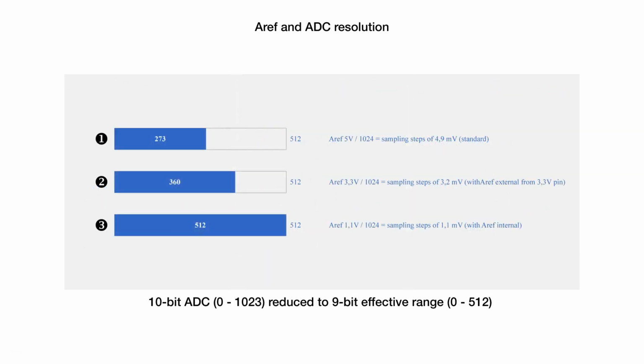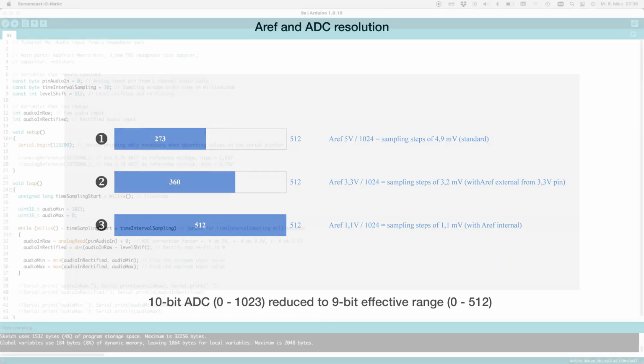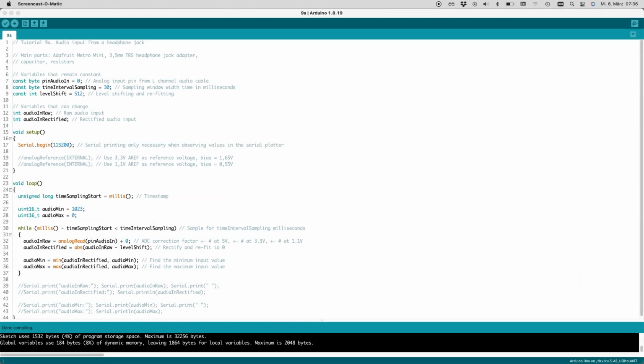While option 1 works, and option 2 is an improvement, it's obvious that option 3 delivers the best resolution, because the audio input will generate values across the whole range from 0 to 512. So, apart from using the best input circuit we looked at before, we only need a few lines of code. First, we declare a few constant and changing variables.